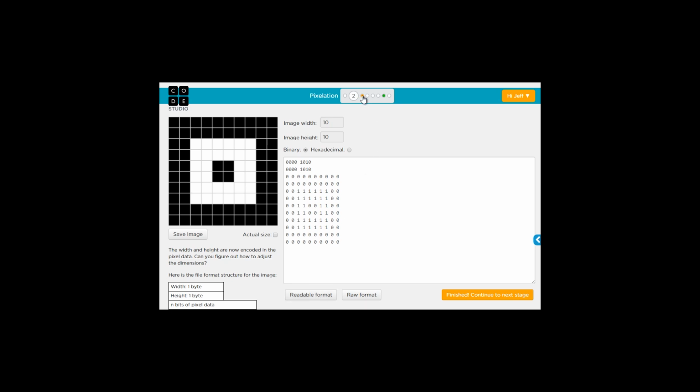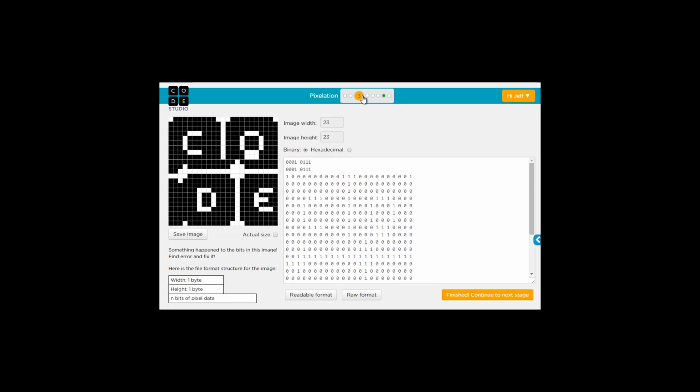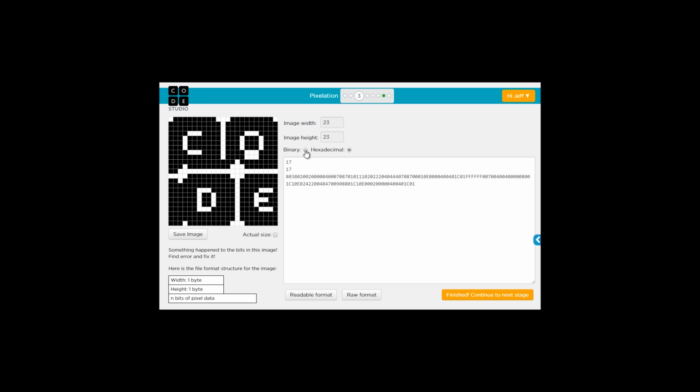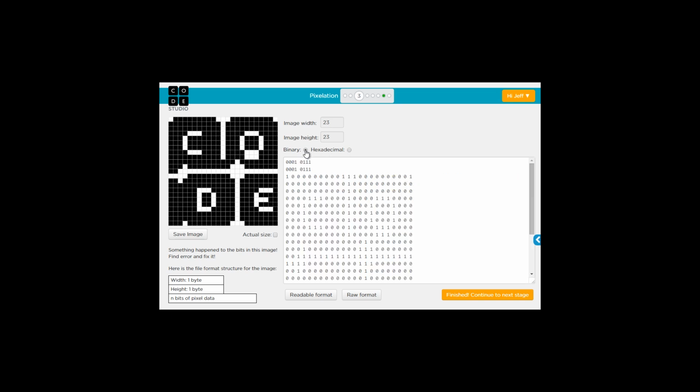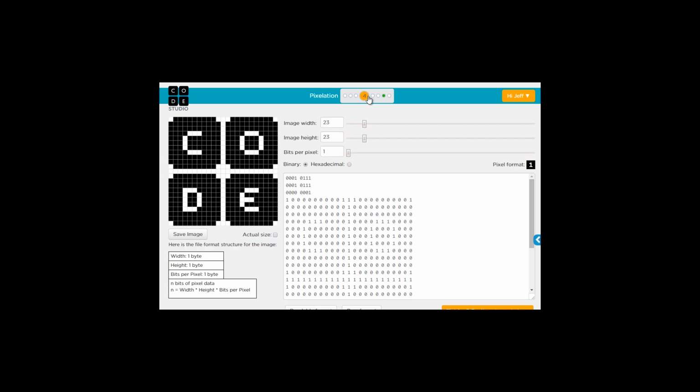In stage 3, there's actually an error in this representation. So the code is a little bit off. You can see here the hexadecimal and binary representation. It's a little bit larger representation. It's a 23 by 23. But here in the bottom left of the C, you can see there's some kind of error there, and some errors in other parts. So the trick here is to encourage your students to try to see if they can find where that error occurs. And the real representation should look like this.